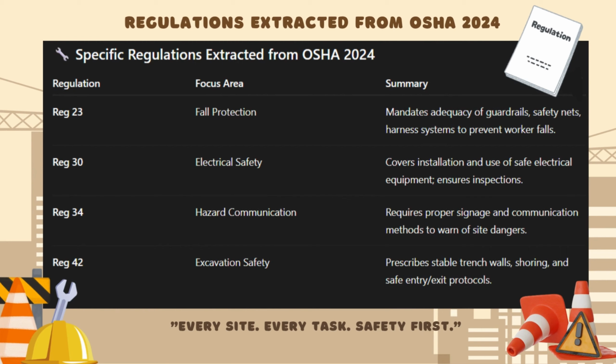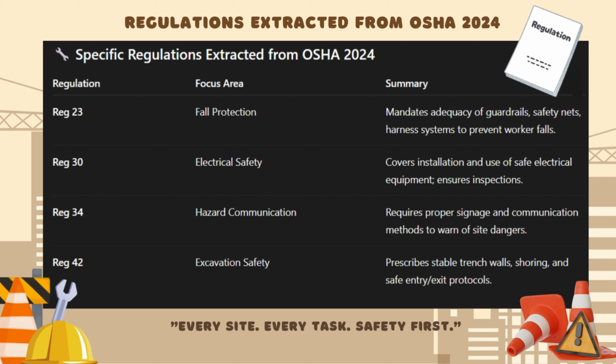As you can see, this is regulation extracted from OSHA 2024. We can see four regulations, and the first one is Regulation 23. Regulation 23 requires the use of fall protection systems for work at height of 2 meters or more. This includes installing guardrails, safety nets, or a personal fall arrest system (PFAS). Employers must ensure regular equipment inspection and provide proper training to workers.